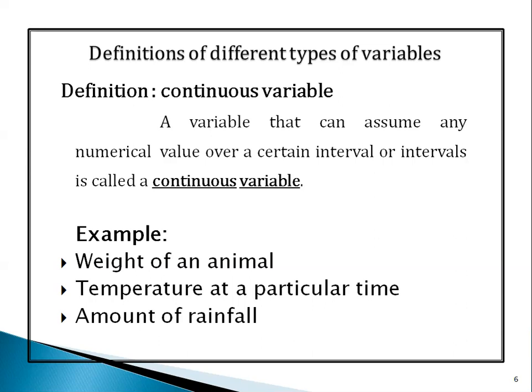Now, the continuous type of variables. A continuous variable can be defined as a variable that can assume any numerical value over a certain interval or intervals. For example, weight of animals, because weight is also going to change, temperature at a particular time, amount of rainfall, etc.